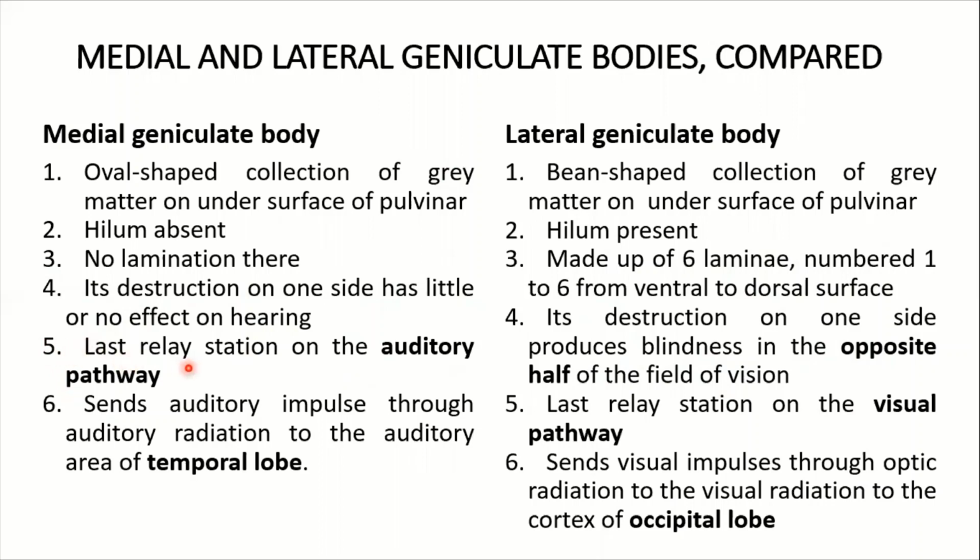And number 5, last relay station of the auditory pathway, this medial one. And this number 5 is the last relay station on the visual pathway, right? So number 6, it sends auditory impulse through auditory radiation to the auditory area of the temporal lobe, right? And this sends visual impulses through optic radiation to the cortex of occipital lobe, right? This destination is the temporal lobe, superior temporal gyrus. This is the occipital lobe, right?